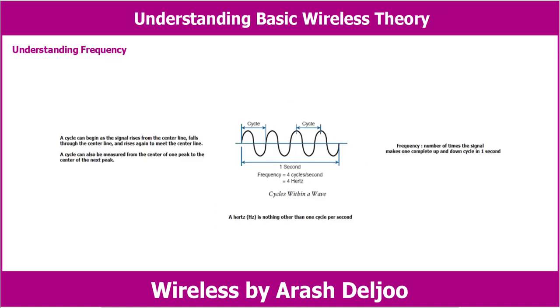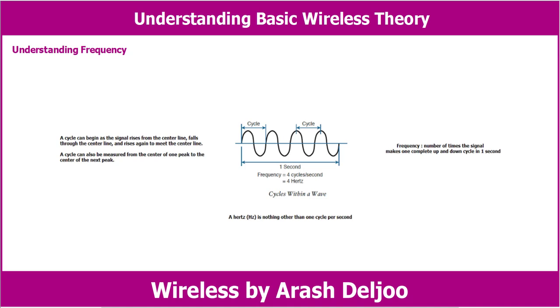Alright, now let me explain a little about the frequency. What is the frequency? The waves involved in a wireless link can be measured and described in several ways. One fundamental property is the frequency of the wave, or the number of times the signal makes one complete up and down cycle in 1 second.